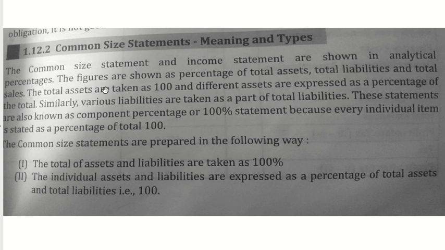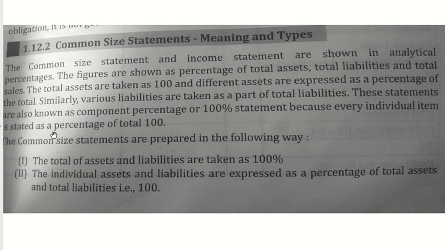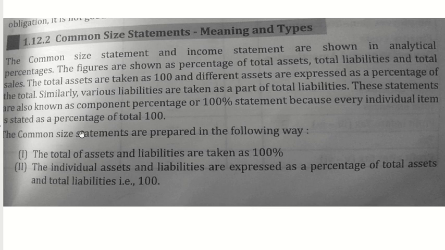In the case of a common size income statement, all the items in the profit and loss account will be shown as a percentage with reference to sales. In the case of a common size balance sheet, every item will be shown as a percentage of total assets and total liabilities. These statements are also known as component percentage or 100% statements, because every individual item is stated as a percentage of the total 100.